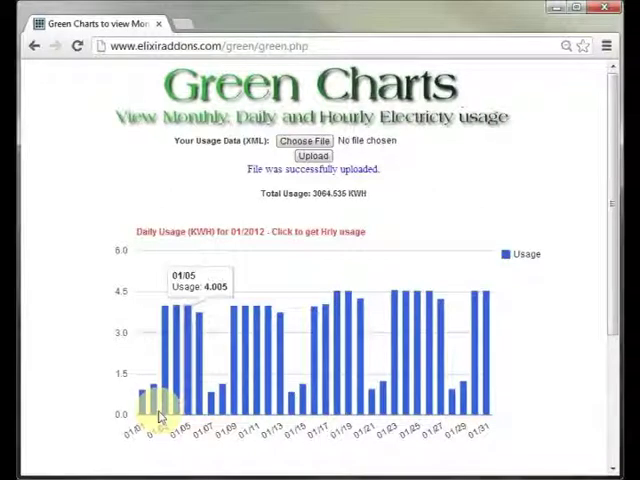Let's take a look at how much energy is used on holidays. We see that the New Year's Day holiday fell on a Sunday, so the holiday was observed on January 2nd. And the load here shows the weekend load level, so lower than a typical weekday. But if we look at Martin Luther King Day on January 16th, that day shows the typical weekday level.